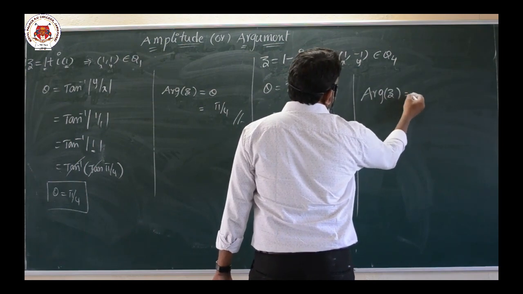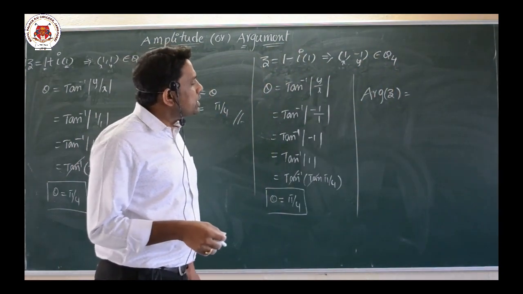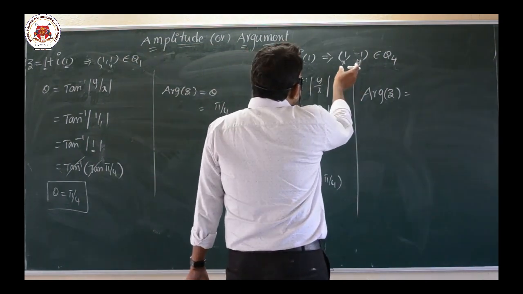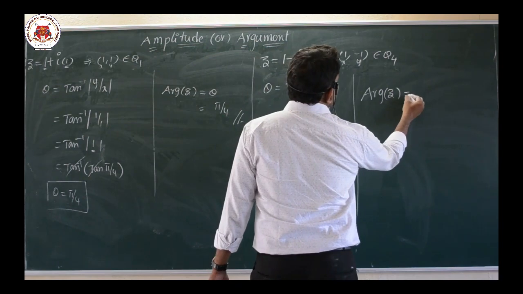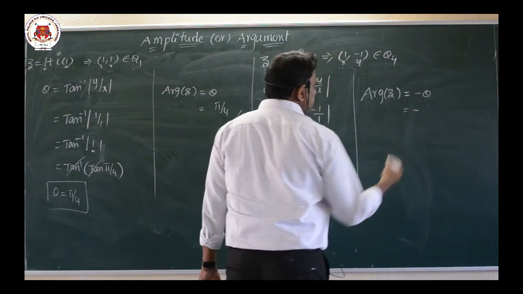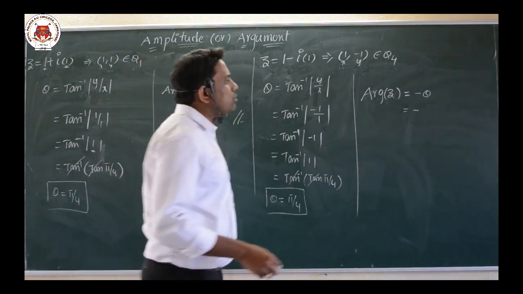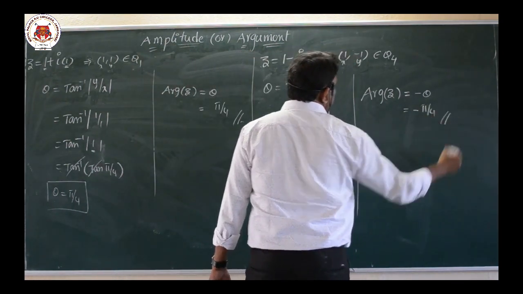Children, it is in the fourth quadrant. You have the table, you check. If the given complex number belongs to the fourth quadrant, then its argument is minus theta. That means minus theta. What is the theta value? Pi by 4. So what is the answer? Minus pi by 4 is the answer.